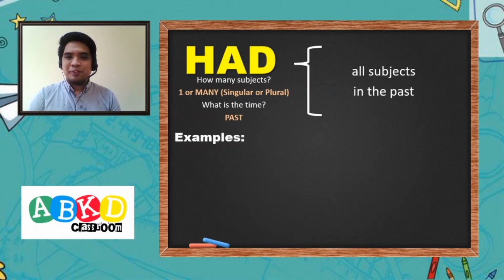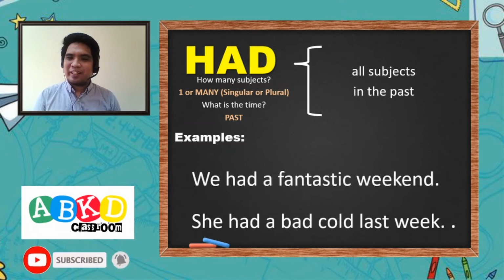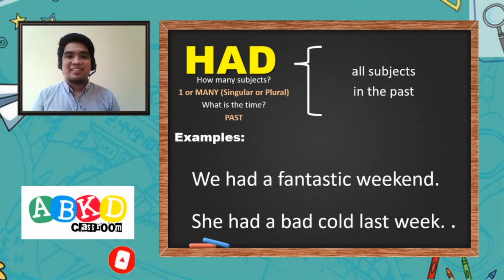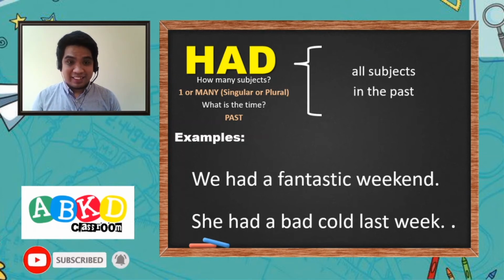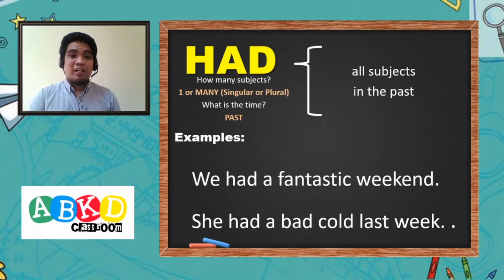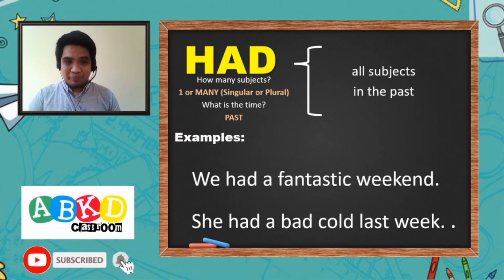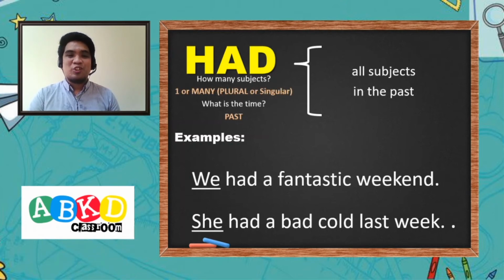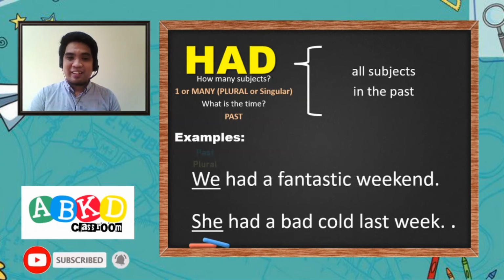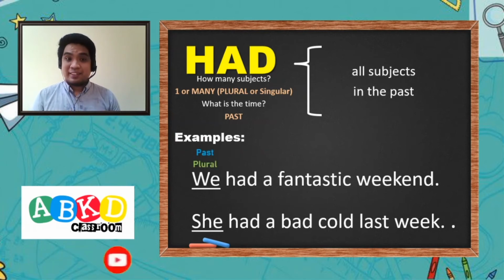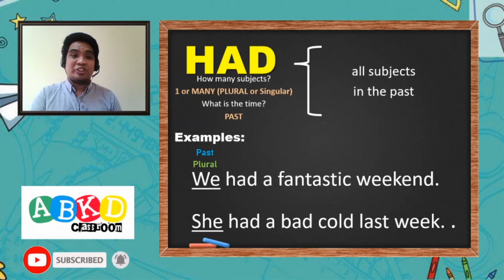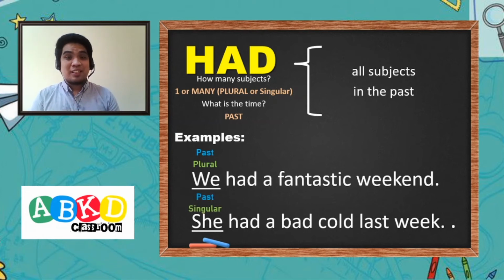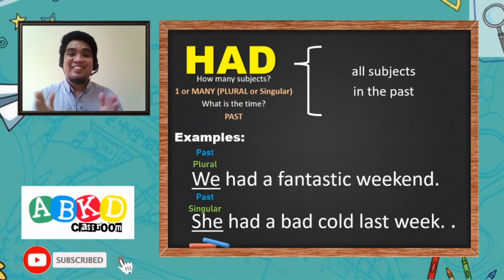Okay? So for example, we had a fantastic weekend and she had a bad cold last week. So as you observe again, we used had in our sentences. Let's talk about our subject. What are our subjects in the two sentences that we have? So we have we and we have she, right? So what is the tense? It is in the past. We, marami. So it is plural. Okay? That's why we use had. Pag she naman, of course, she is singular. Pero nasa past siya, kaya ang ginamit natin ay had.